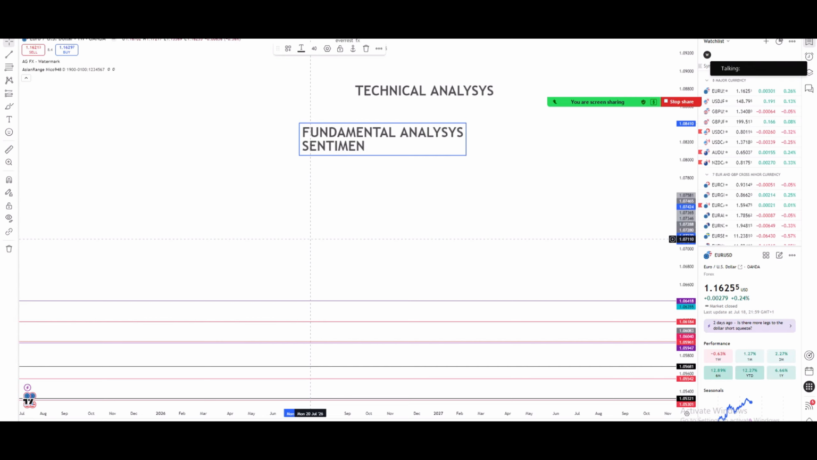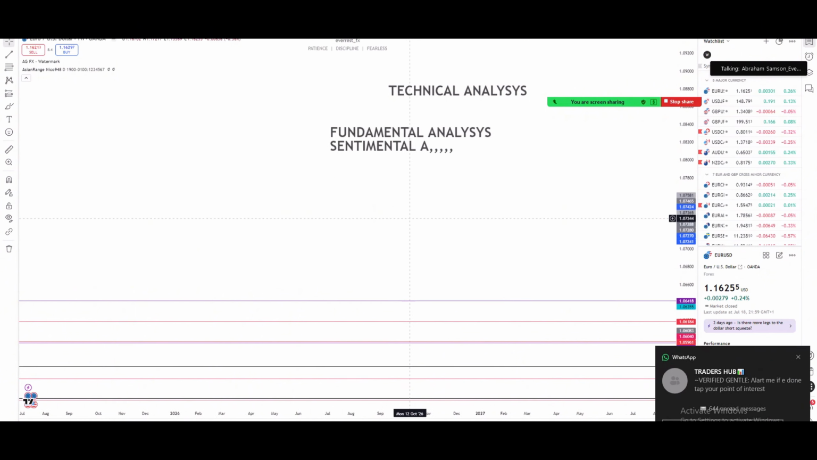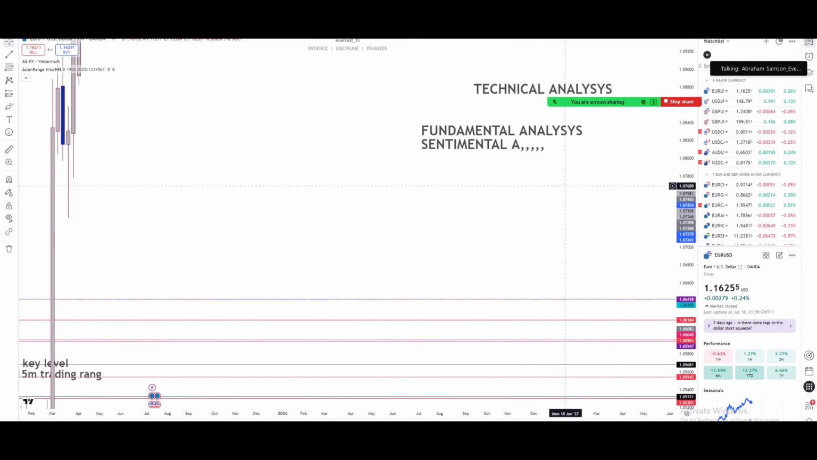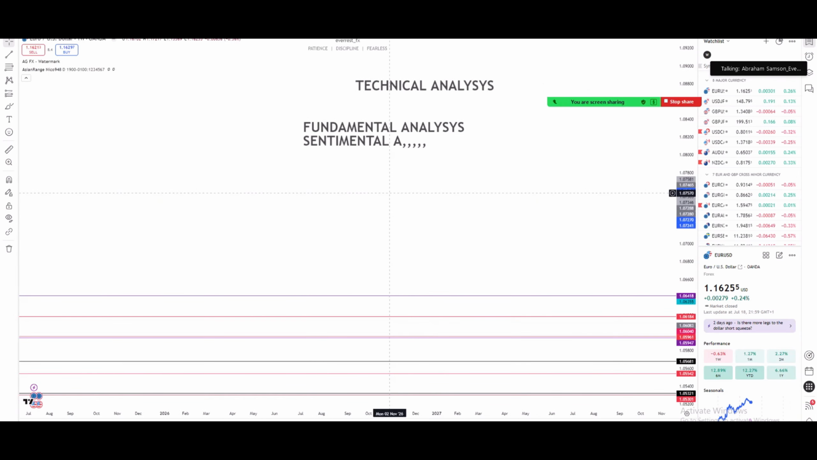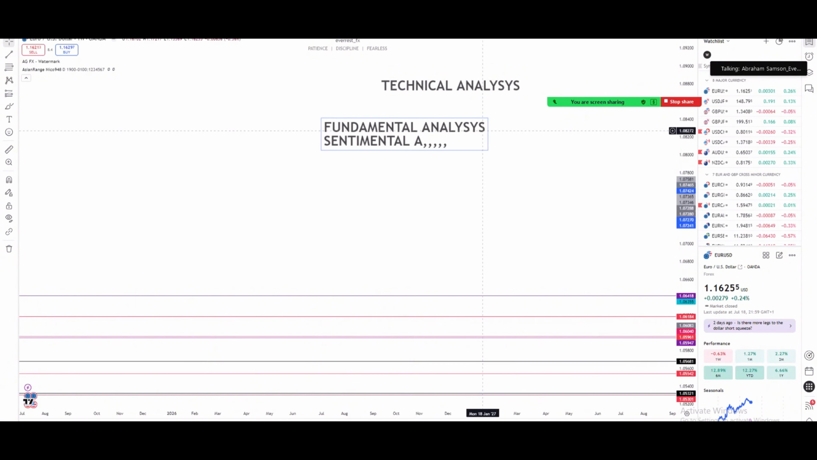We have fundamental analysis, and we also have sentimental analysis. So now, fundamental analysis is a way of analyzing the market using economic data and news. So let's say, for example, Donald Trump is giving a speech about inflation or anything that is going to benefit the United States. That will automatically affect the market. So fundamental analysis is a way of analyzing the market using economic data, war, market price and so many others.